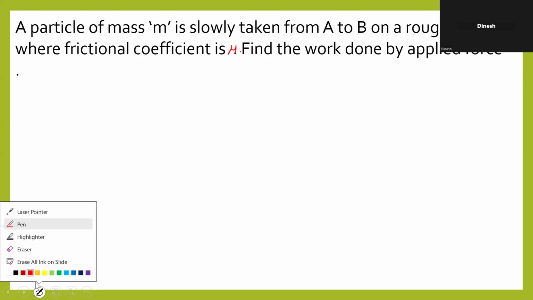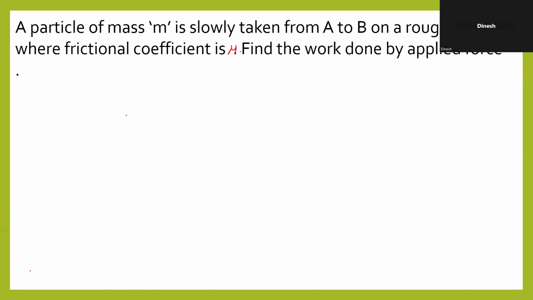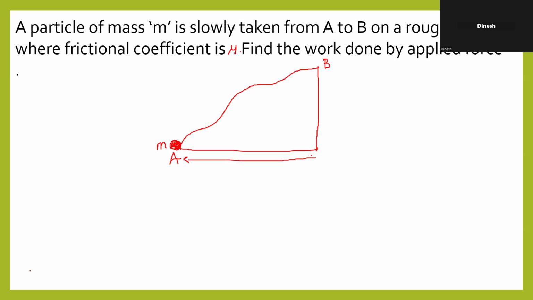Okay, sir. So in this question, I will draw the diagram also. This is the curve on which there is a particle having mass m. This particle is slowly taken from A to B. This is the length L, and the height is h. Will it go automatically? No. You need to apply some force. That should be the applied force.